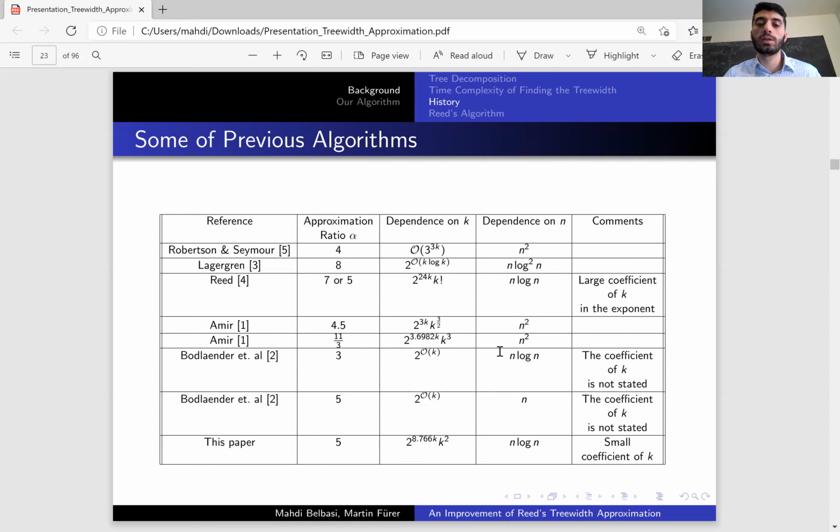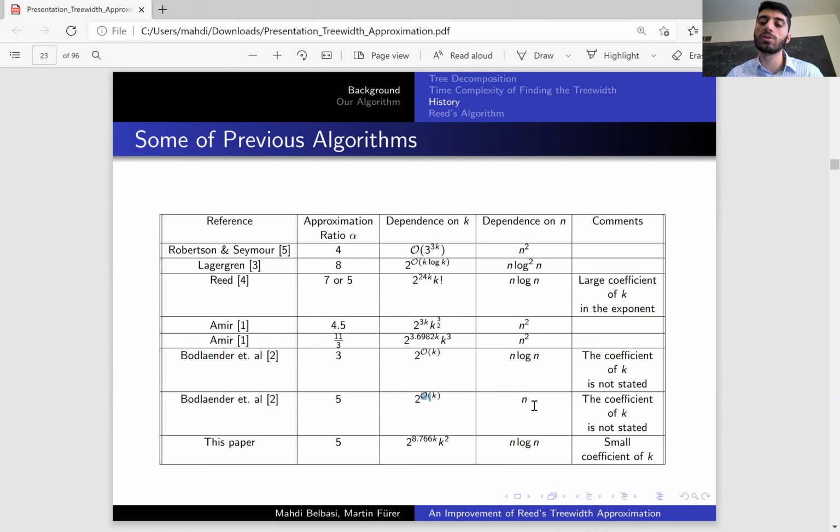Had one algorithm which runs in n log n, but they also have another algorithm which runs in n. So from a theoretical point of view, this is the best possible algorithm, and it also runs in 2 to the power of k. But the problem is they don't mention the dependence on k in the exponent, and we believe it's very huge, and also they use a very sophisticated data structure.